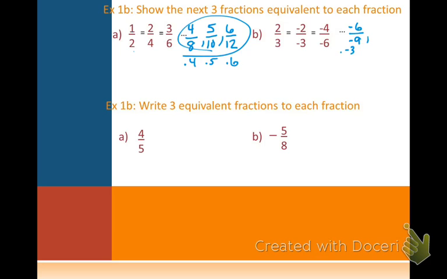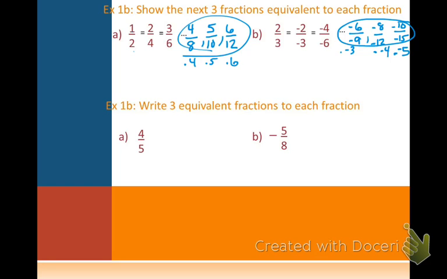Then if we're going in the same idea, it's going to be multiplied by negative 4. 2 times negative 4 is negative 8. 3 times negative 4 is negative 12. And then our last number would be multiplied by negative 5. 2 times negative 5 is negative 10. 3 times negative 5 is negative 15. And here are your answers for the next one.